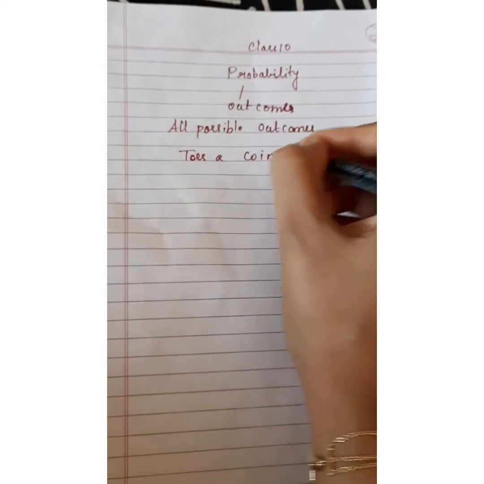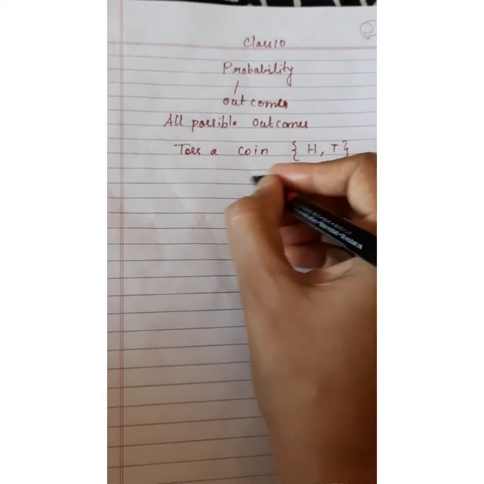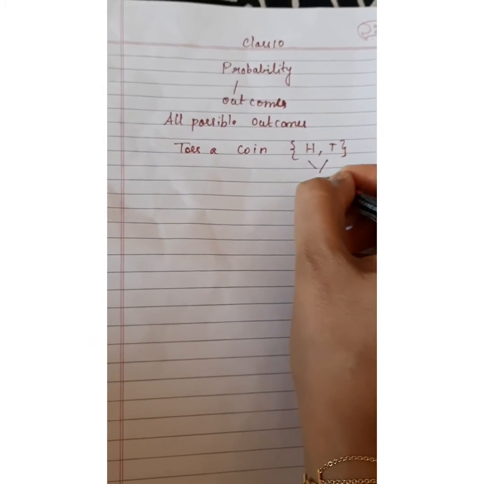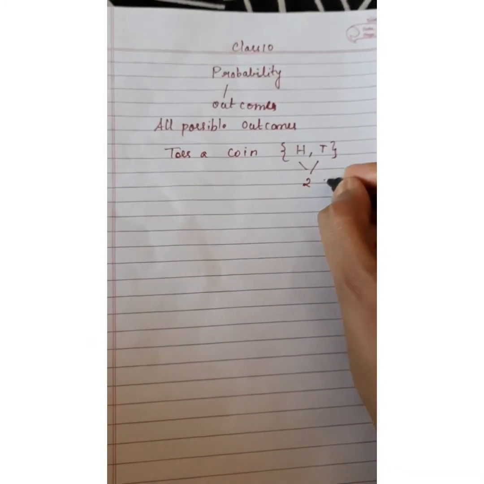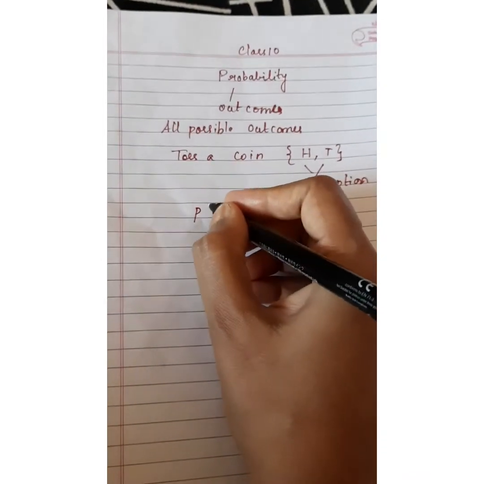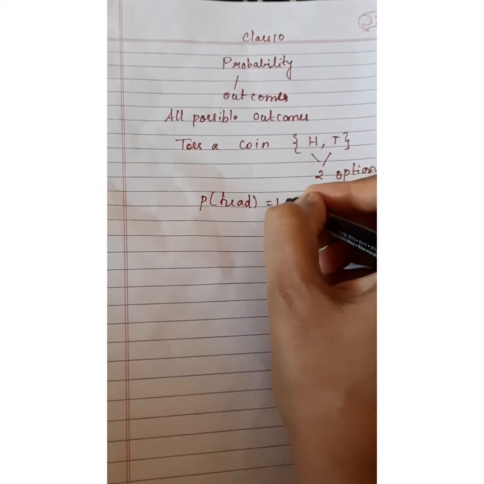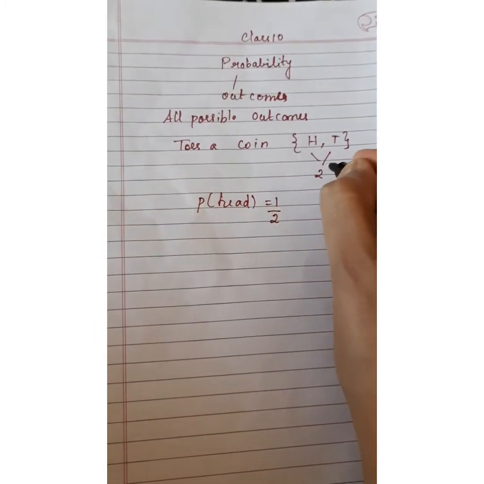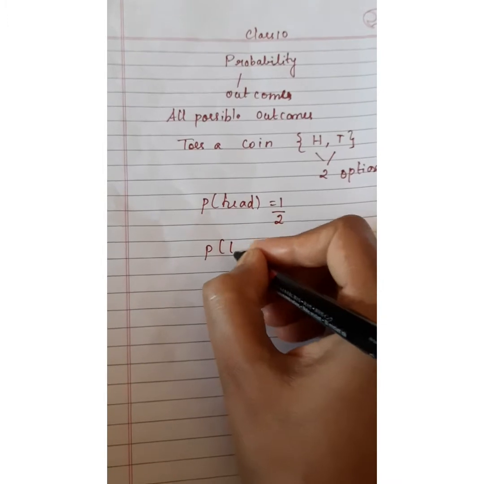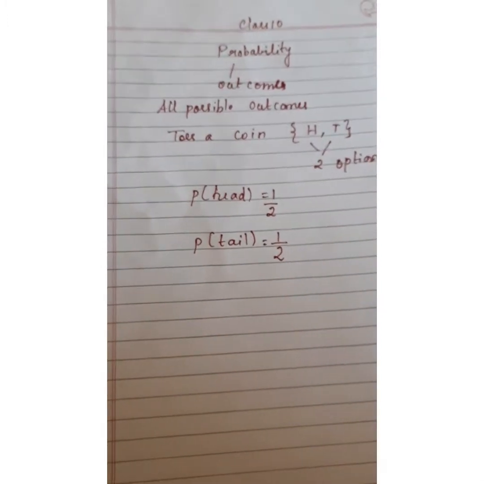So let's assume we are tossing a coin. We get head or tail. So the possibility of getting head or tail, we have to check the total is 2. The total outcomes are 2, either head or tail. So probability of getting head is 1 by 2. Probability of getting tail is 1 by 2.